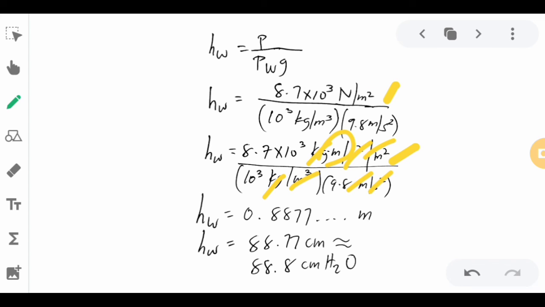Okay, so here, if you will perform the operation 8.7 times 10 raised to 3 divided by 10 raised to 3 multiplied to 9.8, you will have 0.8877 meter, because the left unit is meter. Then you have to convert the meter into centimeter. Converting meter to centimeter, you will have 88.7 centimeter. That is 88.8 centimeter of water. This is the answer for A, 88.8 centimeter of water.